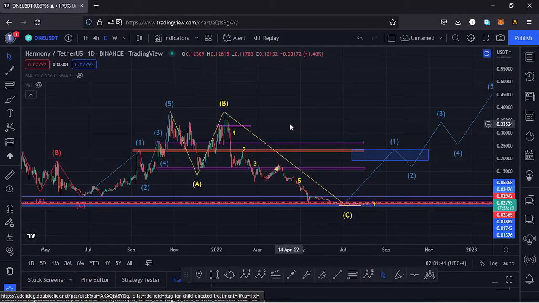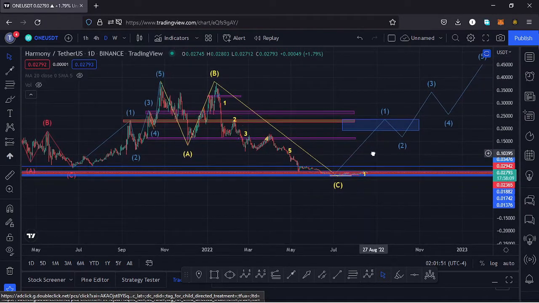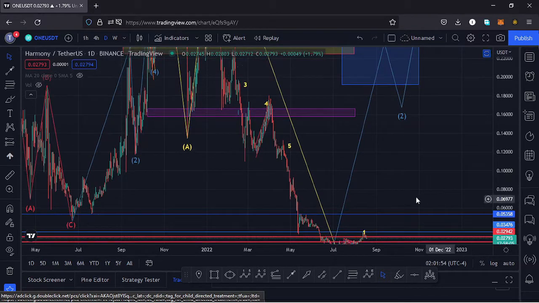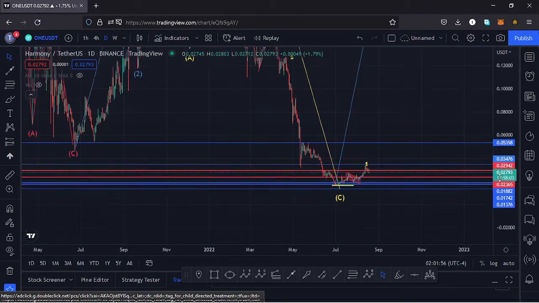And I'll kickstart the video by giving a brief of what has been happening on this chart. Harmony One from the all-time high has been seeing lower prices in this massive ABC correction, which has now taken us to around the $0.016 mark, and having done so, I believe it has done the minimum that we expected it to do in its ABC correction.